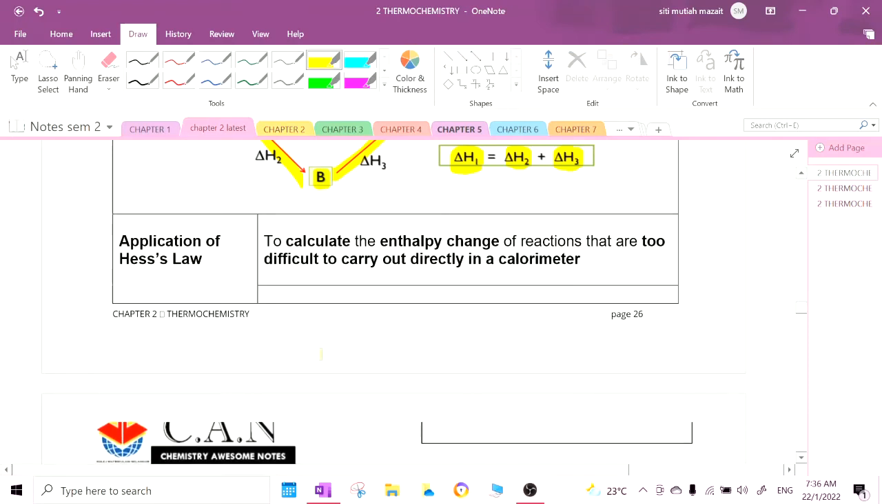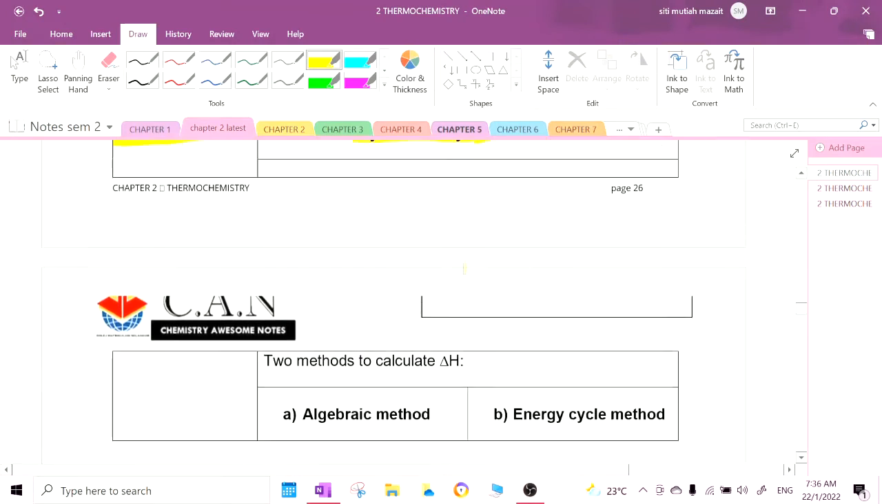It is used to calculate the enthalpy change of reactions that are too difficult to carry out directly in a calorimeter. Basically, before this, you did a calculation using the calorimeter, but there are certain cases that you cannot use the calorimeter directly. So for those you have to use Hess law to calculate the enthalpy change.